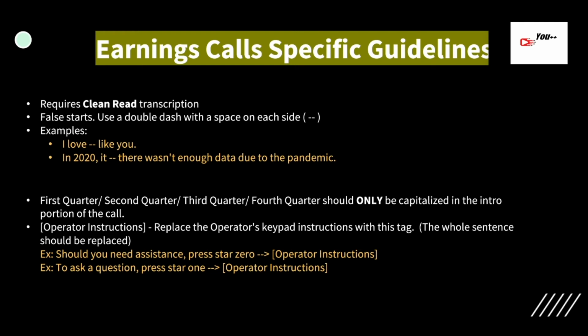So operator instruction, always replace the operator's keypad instruction with this tag. The whole sentence should be replaced. So you should note that the whole sentence should be replaced. So when you hear words such as should you need assistance, press star 0, or to ask a question, press star 1, then you should replace these words with this tag, operator instructions. Note that the bracket that is used here is the square bracket. So you say operator instructions, then close the bracket.